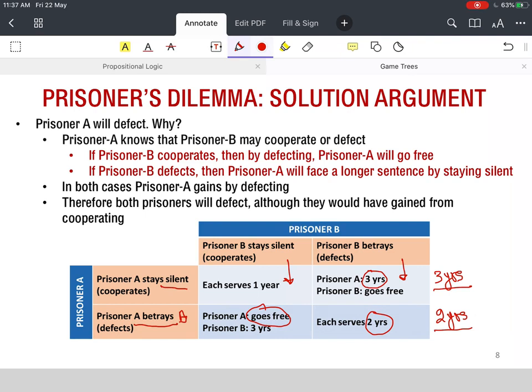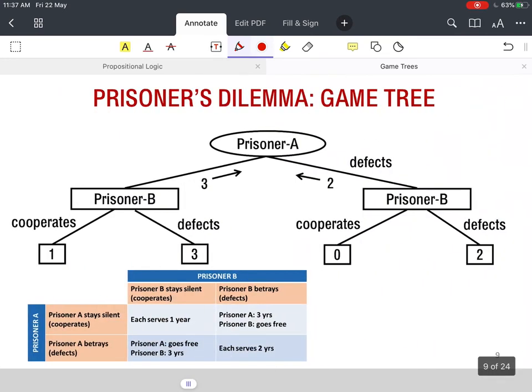So if we look at it from A's point of view, A has got 2 worst case options. The first worst case option is 3 years, where A remains silent. The second worst case option is 2 years, where A betrays B. So looking at A's own worst case, A will clearly betray B. So they will not reach this solution because of the fear that the other side may play out the worst case. So we model this by using the following paradigm.